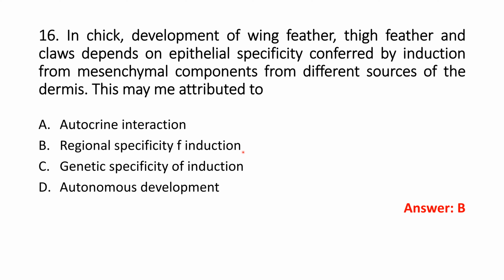So what is this regional specificity of induction? This is the key aspect of the scenario. Different mesenchymal components from various regions of the dermis provide specific signals to the epithelial cells. These signals result in the differentiation and development of different structures depending on the location of the interactions. Next question.